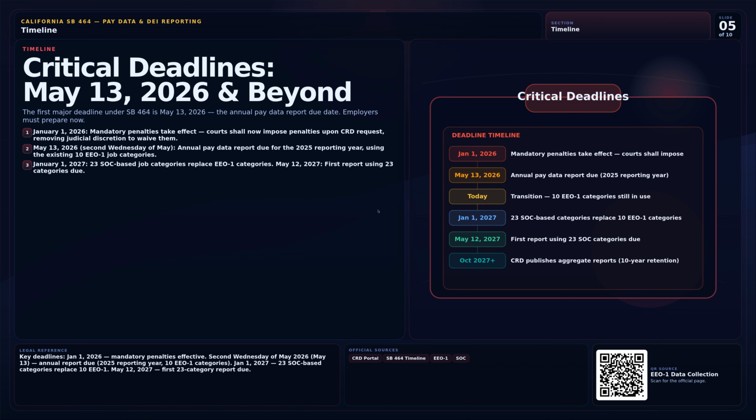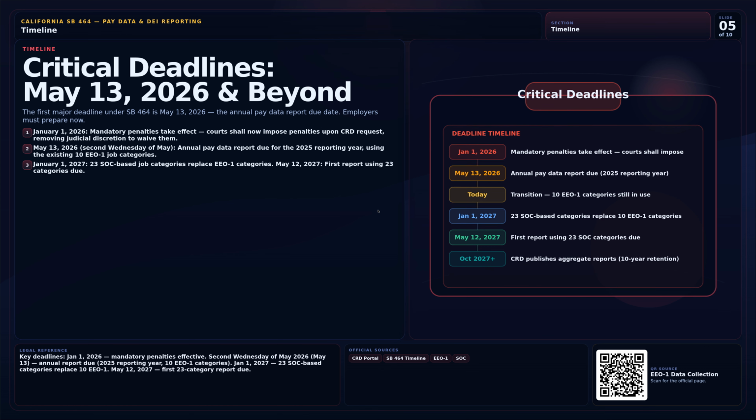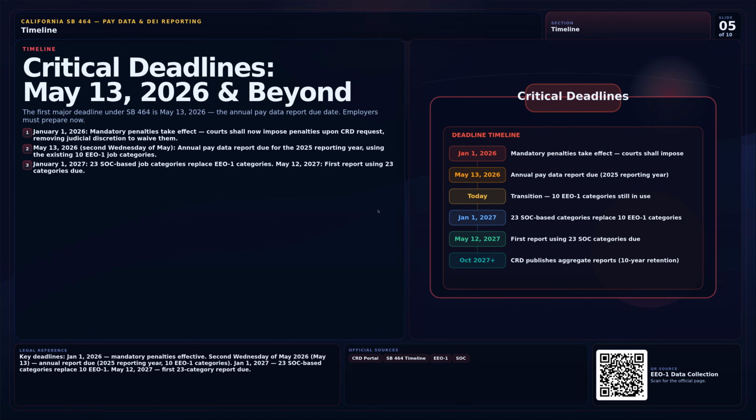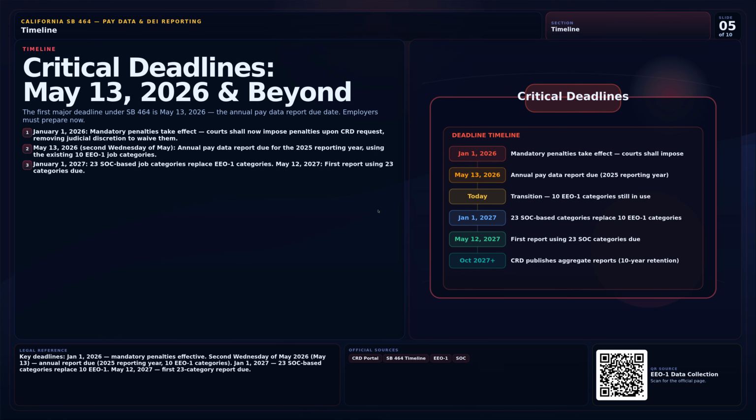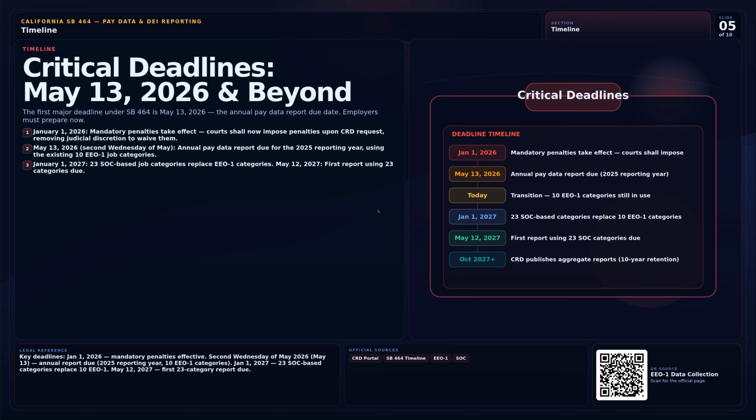January 1st, 2027 is when the 23 SOC-based job categories replace the 10 EEO-1 categories. And May 12th, 2027 is the first report due using the new 23 category system. Employers should not wait until the last minute. The data collection and verification process is substantial, especially for companies with diverse workforces across multiple establishments.